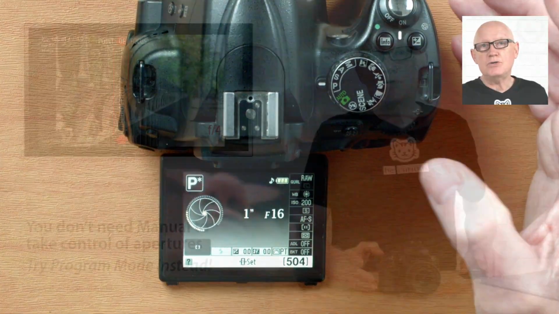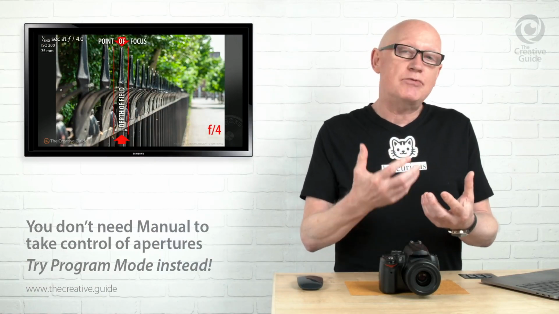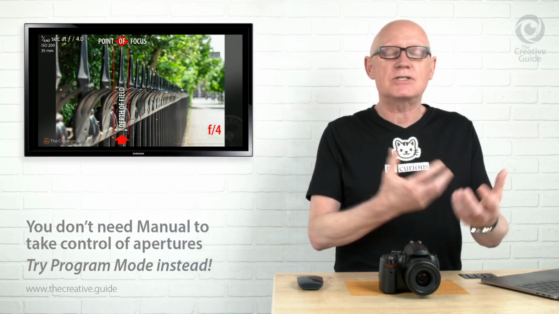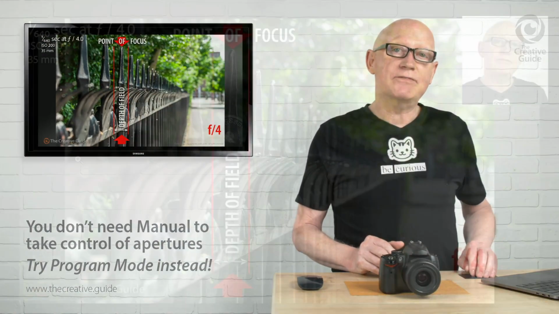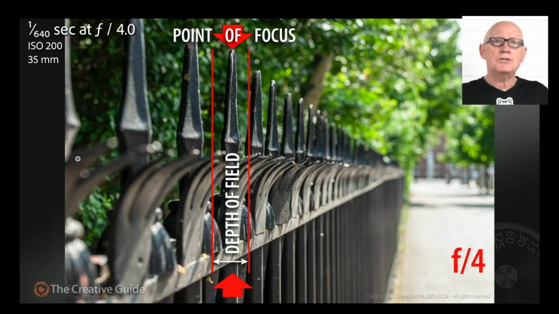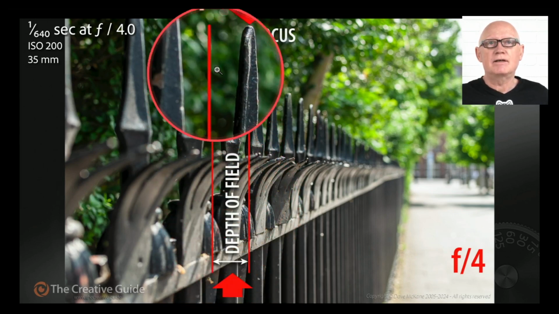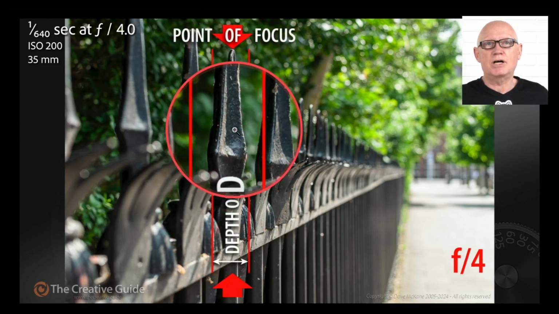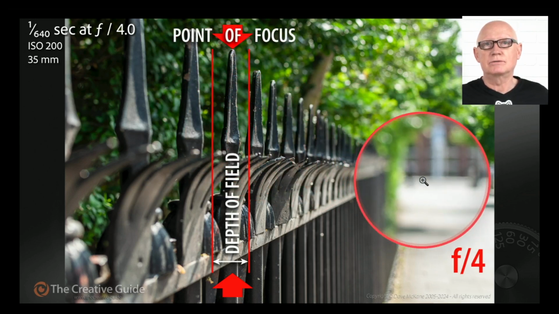So if we use program mode like this, we have this safety net around us, and if we have a clue that one setting is going to give us a certain kind of effect, well then we can test it out. So let's have a look at this shot here. So using program mode, I'm able to go to f4, which is a small aperture number, and that's a physically big aperture. And basically what we have here is a focus on this particular part of the railings, and most everything is blurred right out.